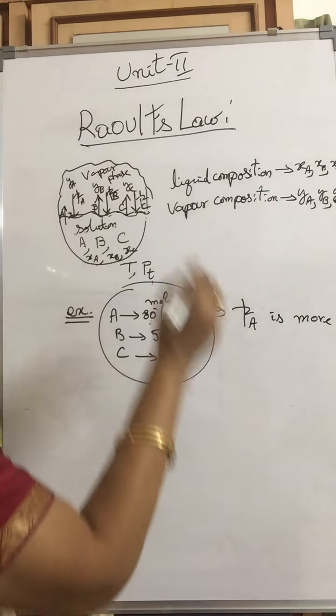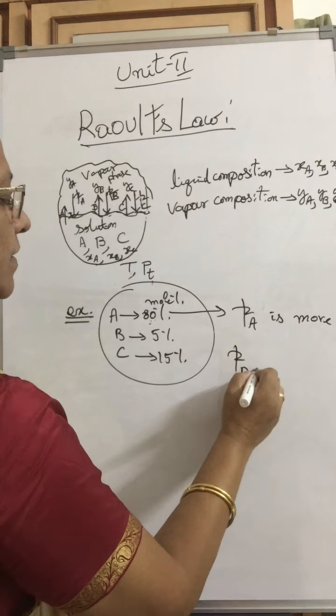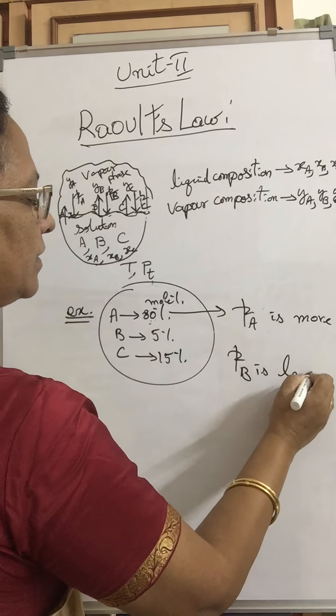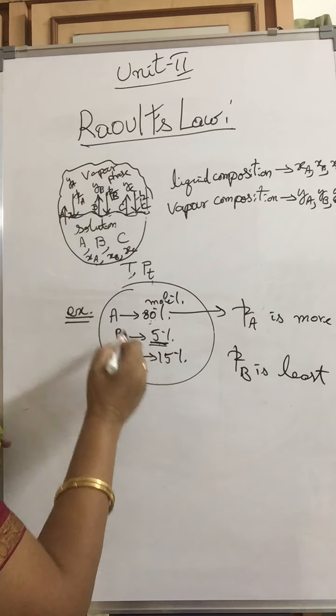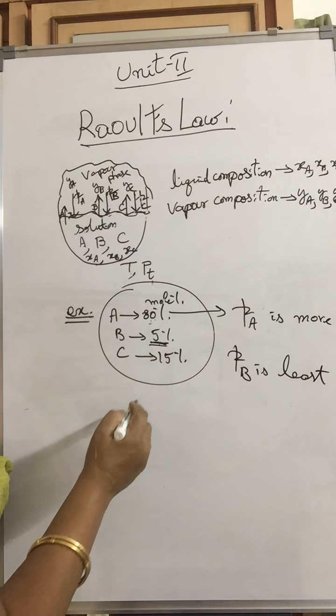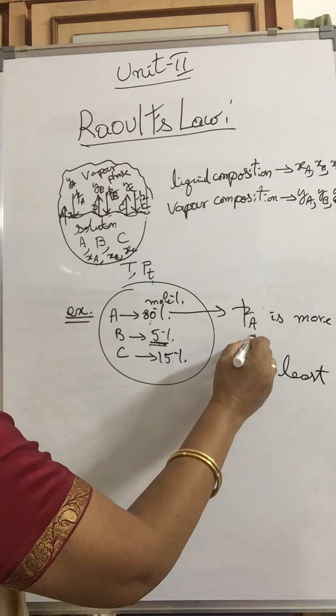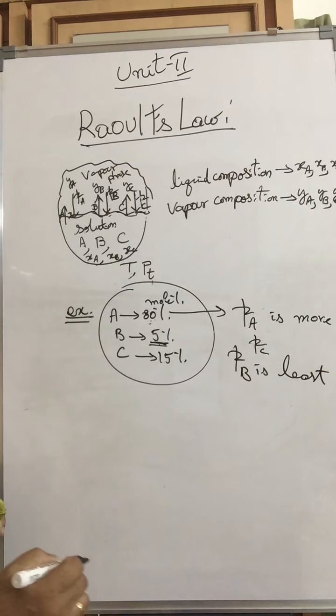Now, which one is less? Pb is the least, you can say. Pb is least here because it is present in very small quantity. In between is Pc.